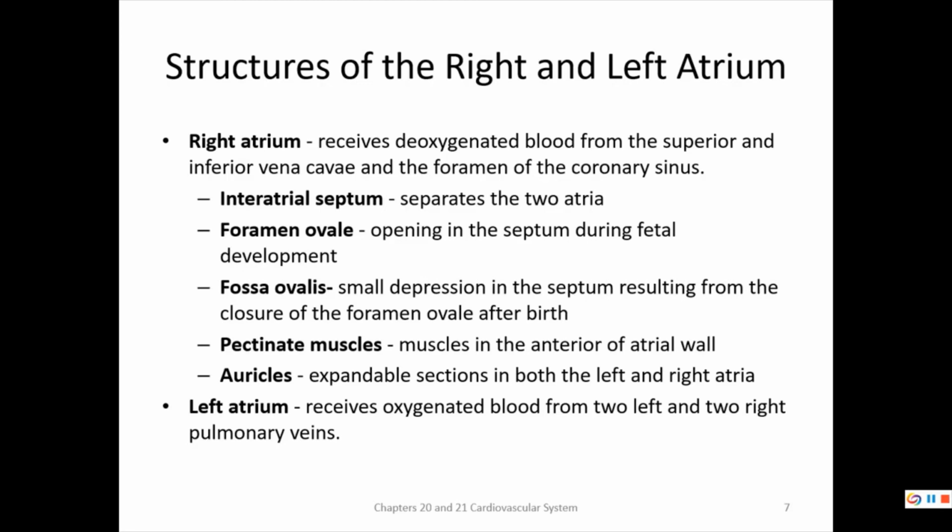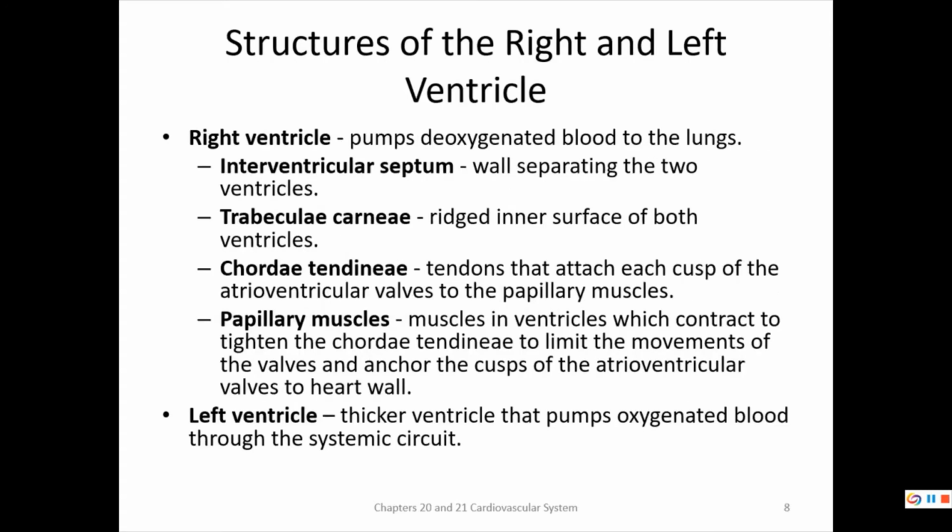So it needs expandability. The left atrium receives oxygenated blood from the left and the right pulmonary veins. There are two left and two right pulmonary veins. Veins to the heart. The right ventricle pumps deoxygenated blood, guys, to the lungs. And we're going to talk about the pulmonary arteries in a minute. The interventricular septum separates the two ventricles, the chordae tendineae.